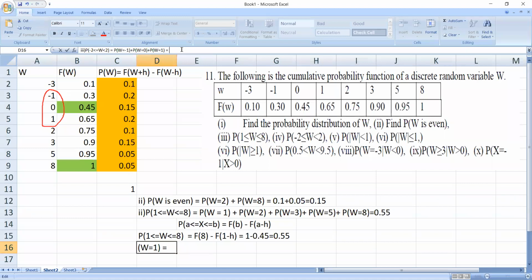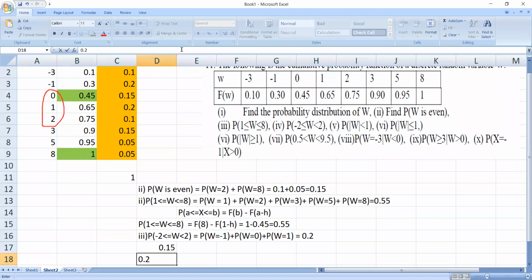So better not to include it. So we get 0.2 plus 0.15 plus 0.2, which comes to 0.55.